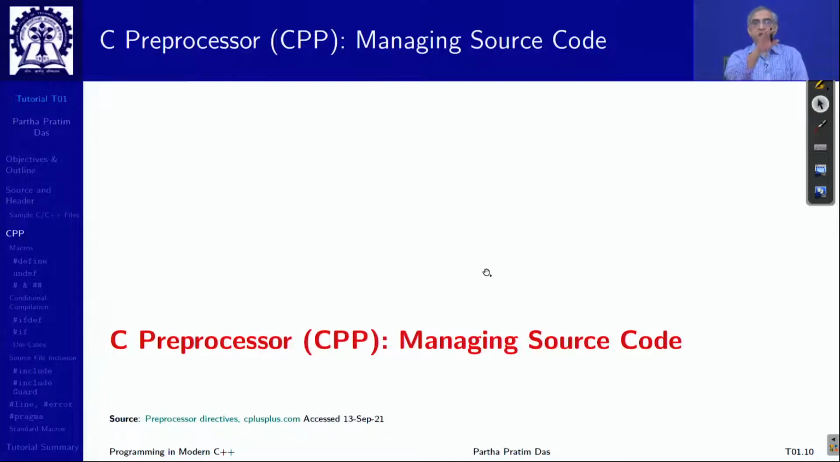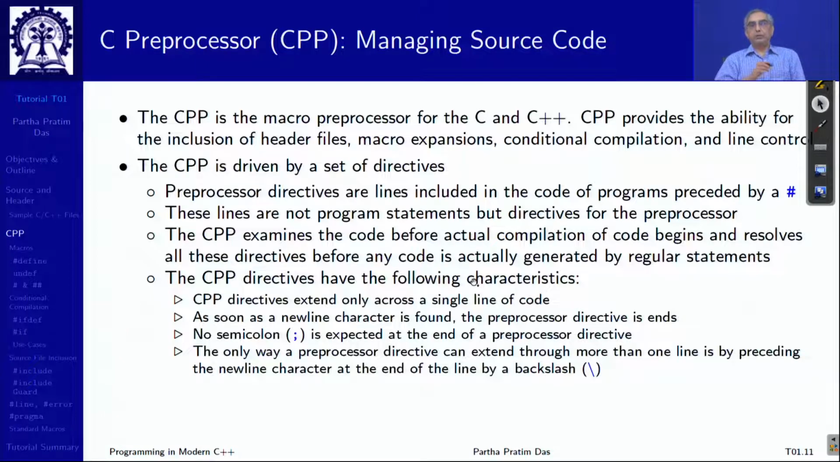Now, the first thing your code hits. So, we say we have written the program, we will compile and run. But as we go to compile, what does your code encounter first? What it first encounters is a C preprocessor, which is the same for C as well as C++. It is called CPP because it manages your code. Right? It is a macro processor.